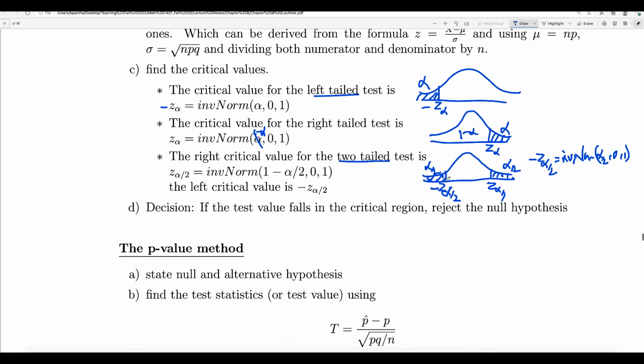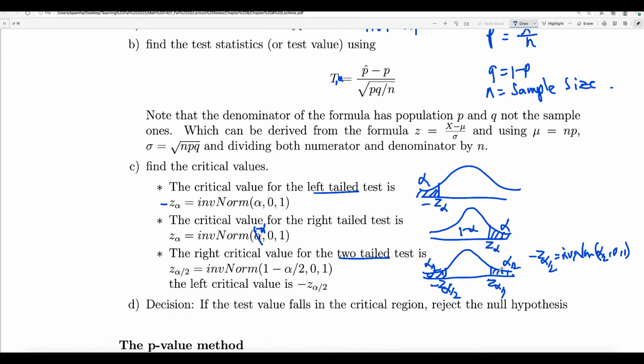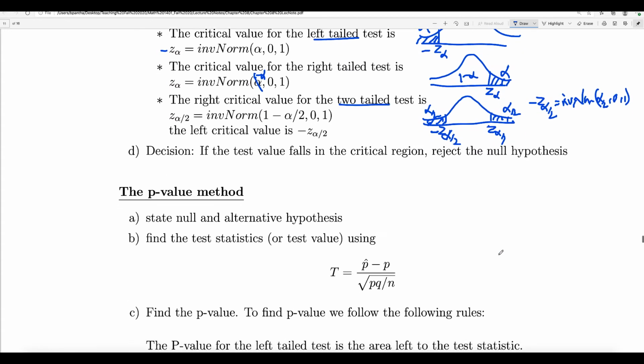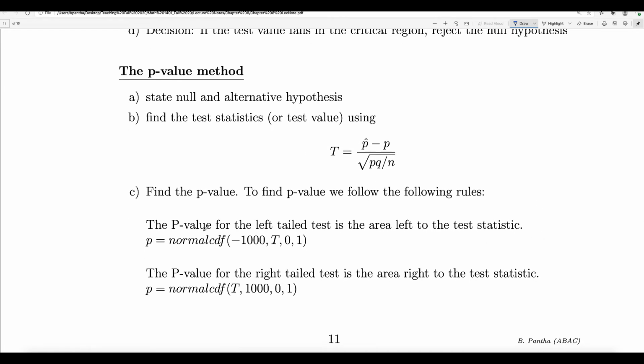The decision is again: if the test statistic, the value from step 2, falls in the shaded region, then you reject the null hypothesis. Otherwise, we do not reject. For the p-value method, the first and second steps are the same. Only the third step is different: you need to find the p-value. We do the normal CDF because it is exactly the same as the Z-test.